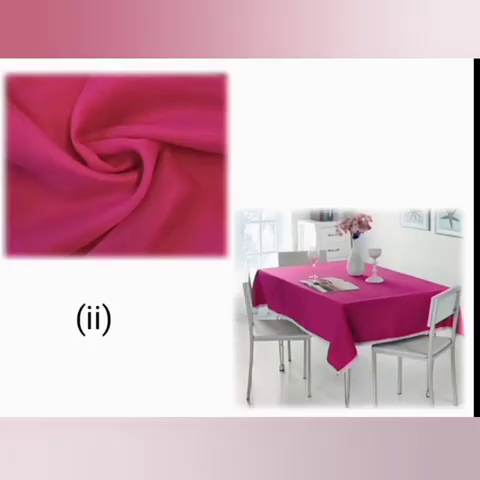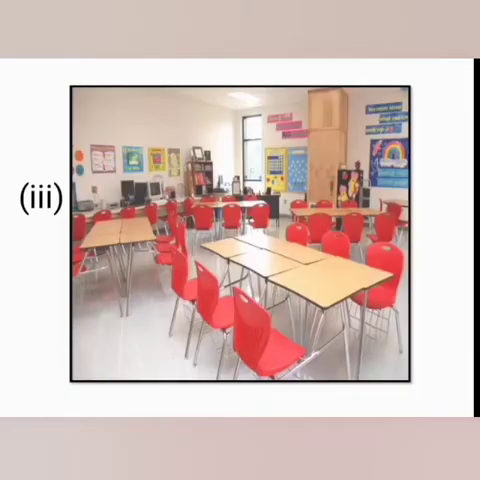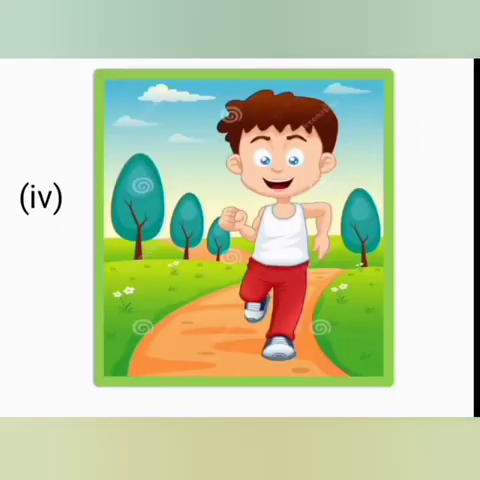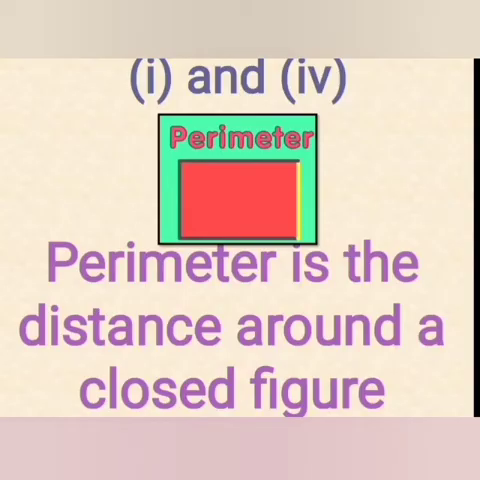Second, the length of cloth needed to make a table cover. Third, how many chairs can be placed in a given room. Fourth, the distance covered by Adit when he took 5 rounds of a square park. In cases first and fourth, you need to find the perimeter, as perimeter is the distance around a closed figure.